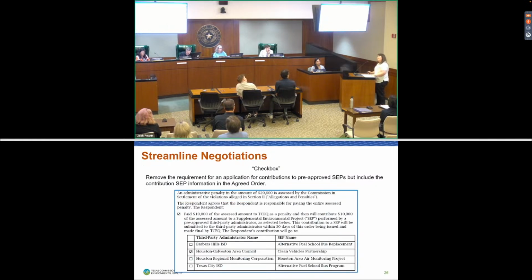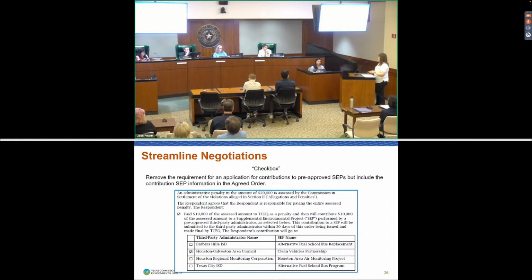And next, especially for implementing changes that might lead to more participation in the program and in a general interest in settling cases efficiently, we have an idea to streamline the negotiations of cases that involve SEPs. So we have right here a checkbox. This is an example of what an agreed order could look like if we implemented this. It would remove the requirement for applications to these SEPs, but just include this within the body of the agreed order itself.